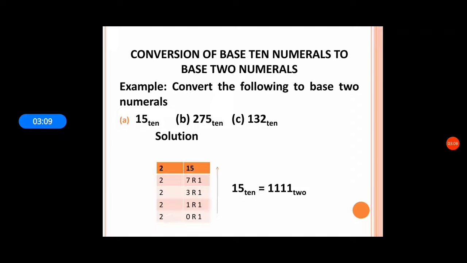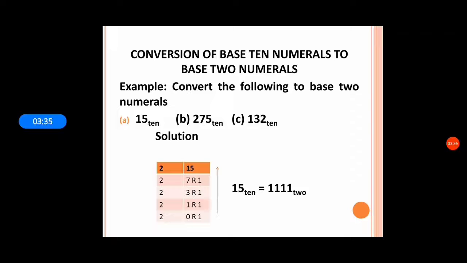Conversion of base 10 numerals to base 2 numerals. Example: convert the following base 10 numbers to base 2 numerals. That is, we want to change numbers in base 10 to numbers in base 2. The examples we have are 15 base 10, 275 base 10, and 132 base 10. The first one we have is 15.